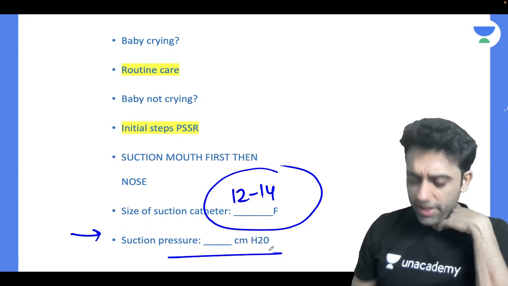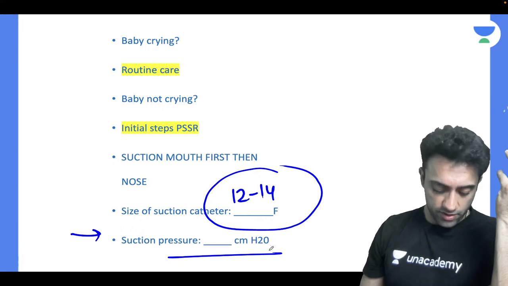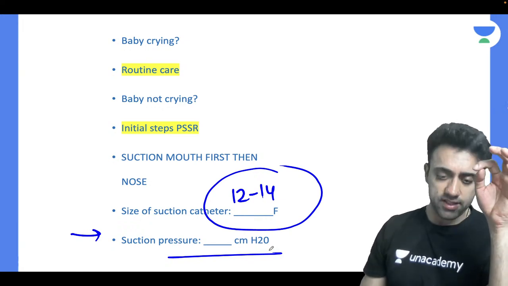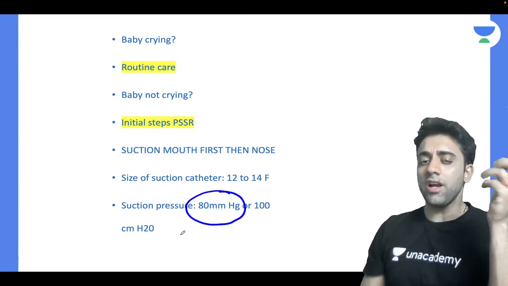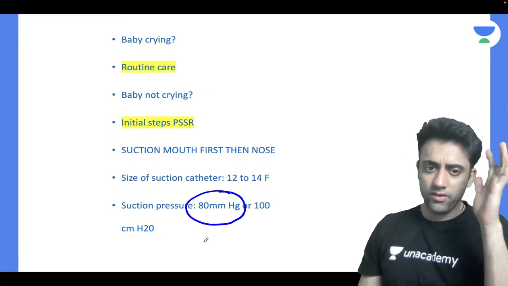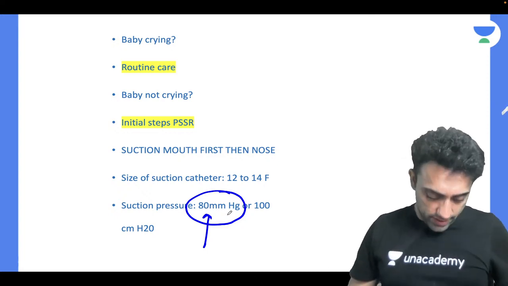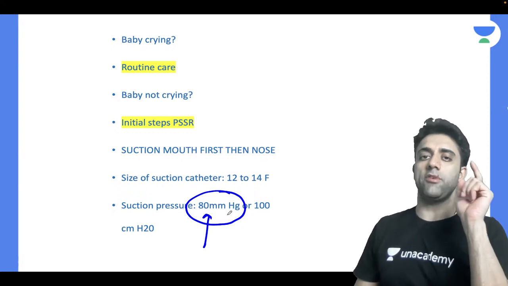How much suction pressure should I put? Anyone? 200, 500 centimeter of water or millimeter of mercury? What do you think? This is a very important question. We have to remember this. Yes, the answer is 80 millimeter of mercury, okay? Or 100 centimeter of water. Remember only one thing, 80 millimeter of mercury is a good answer. Not 80 centimeter of water, it is 80 millimeter of mercury.